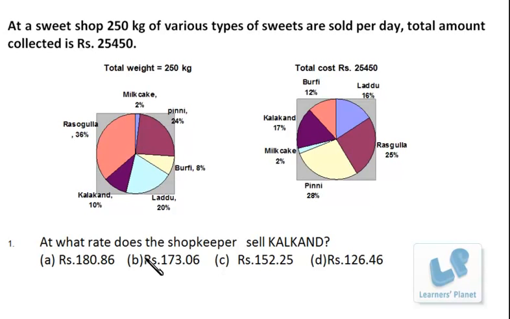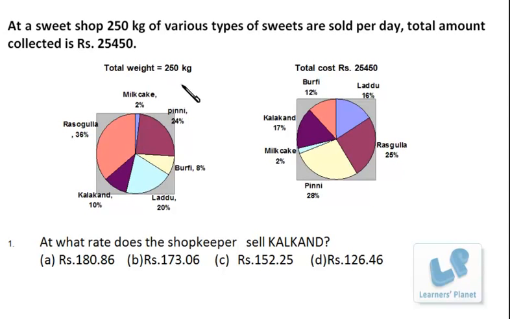Now, what is the first question? At what rate does the shopkeeper sell Kalakand? Now we have to find the selling price, that is, the per kilogram price of Kalakand. Now just see here carefully. See, total weight is 250.